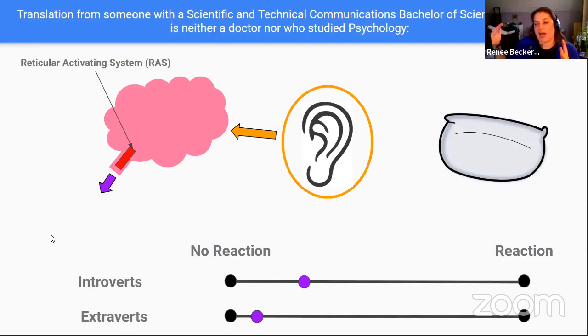So you have this input coming into your brain, and it's going through your RAS system. The difference in output between no reaction versus a reaction for an introvert is that you'll have a reaction, and it'll be more of a reaction than an extrovert. So they're just a little bit more sensitive to audio or other stimulation around them.